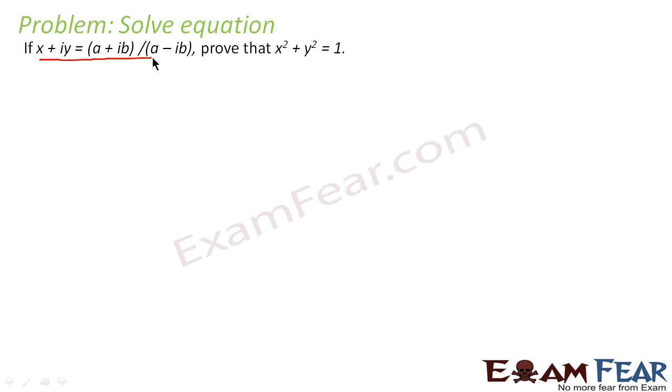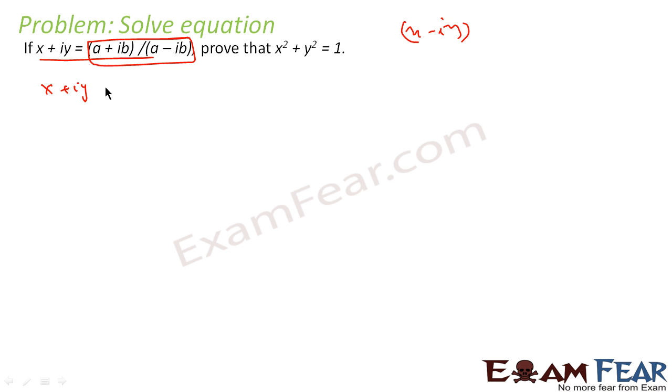So if x plus iy is equal to this, we have to prove that x square plus y square is equal to 1. We see that if we can find x minus iy here, then we can just multiply x plus iy into x minus iy, and we get x square plus y square. To get x minus iy, we have to convert this into p plus iq form. So let's create that form.